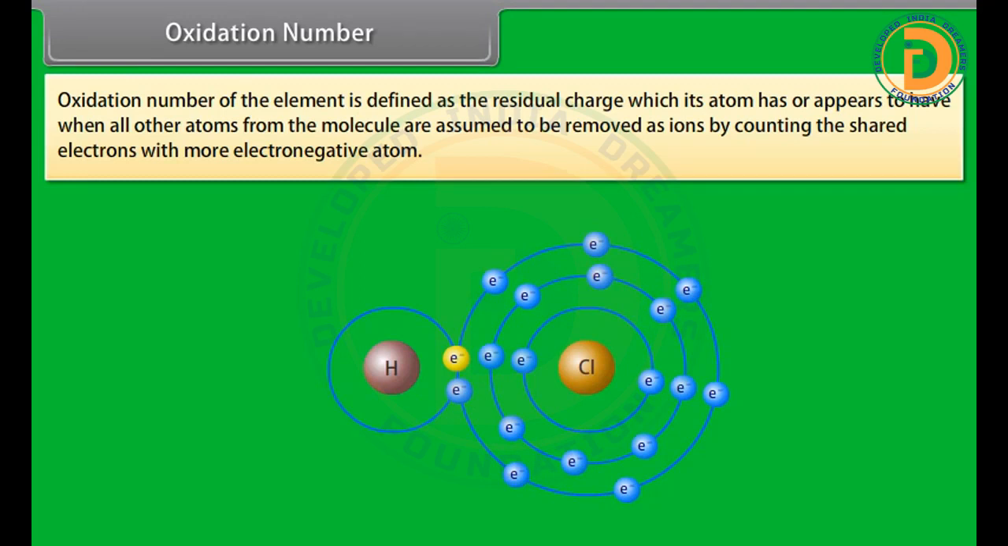Chlorine is more electronegative than hydrogen. Therefore, the shared pair is counted towards the chlorine atom. Chlorine gets one extra electron and acquires a unit negative charge. Hence, oxidation number of chlorine is -1. On the other hand, hydrogen atom without electron has a unit positive charge. Hence, oxidation number of hydrogen in hydrogen chloride is +1.